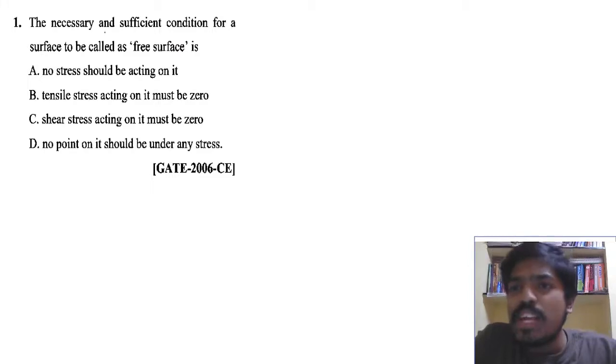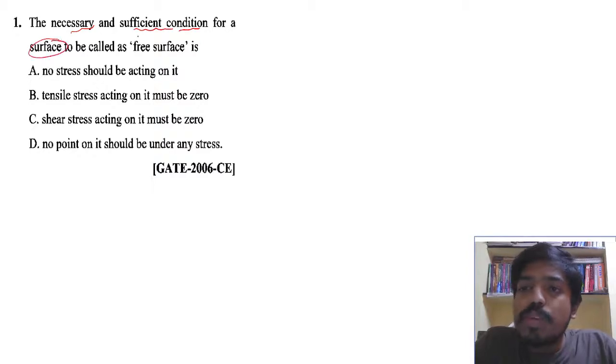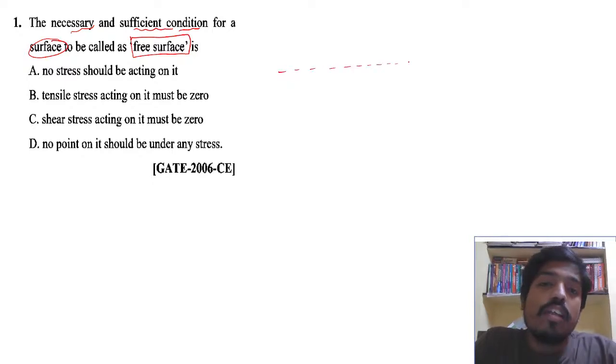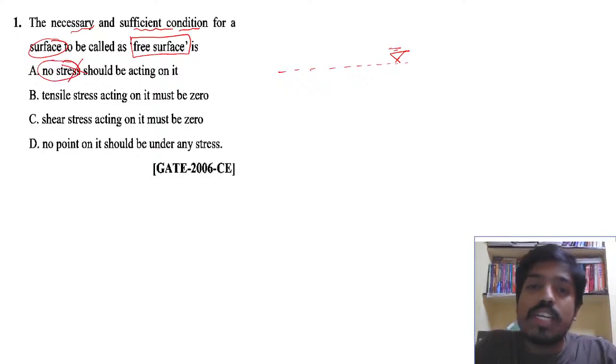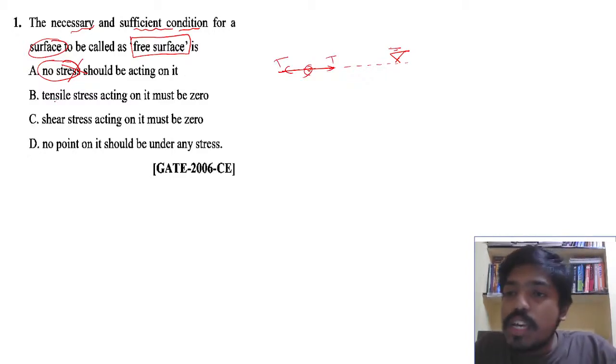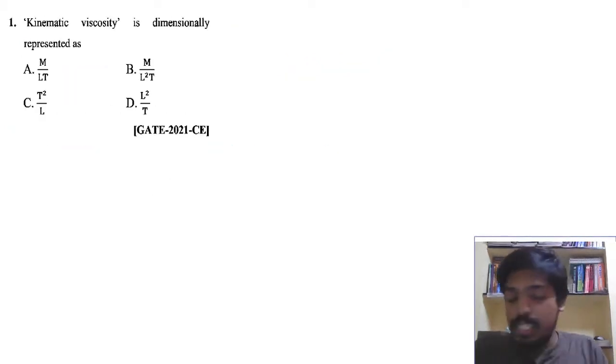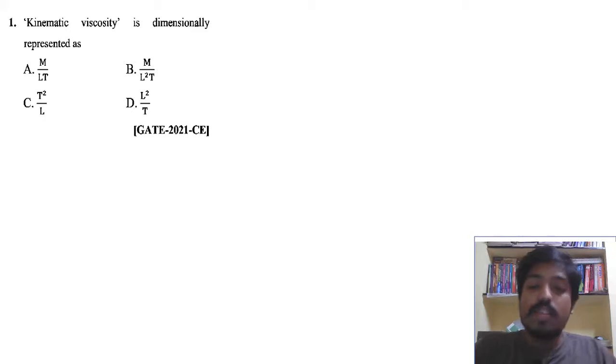First question: the necessary and sufficient condition for a surface to be a free surface. When water is there, when can it be called a free surface? When no shear stress is acting on it. Shear stress acting on it must be zero. Yes, correct.